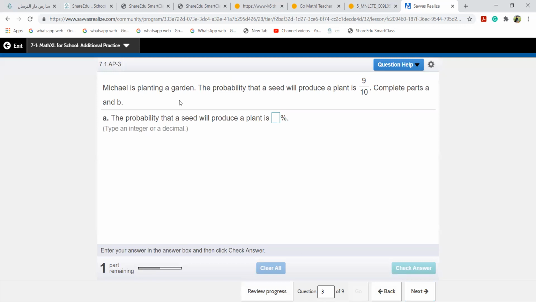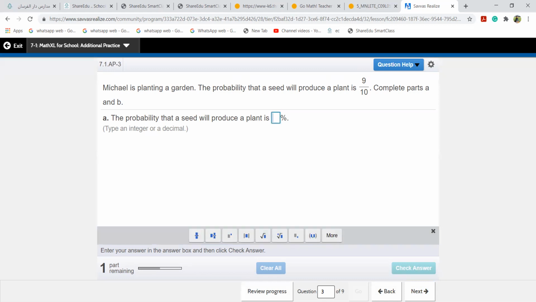Michael is planting a garden. The probability that a seed will produce a plant is 9 over 10. How many percent is 9 over 10? How do you take out a percentage, Majduleen? If I say 9 over 10, how much percentage do you get?